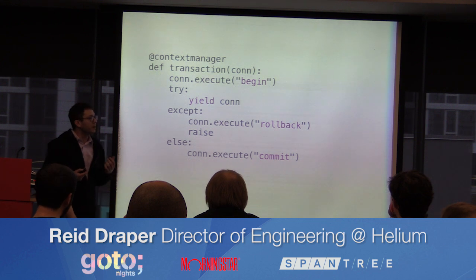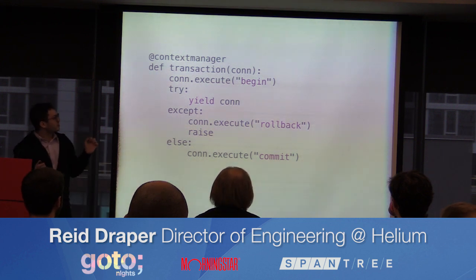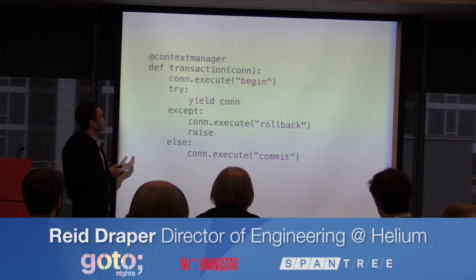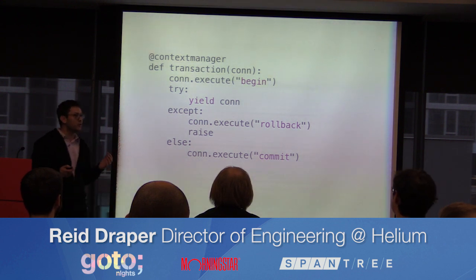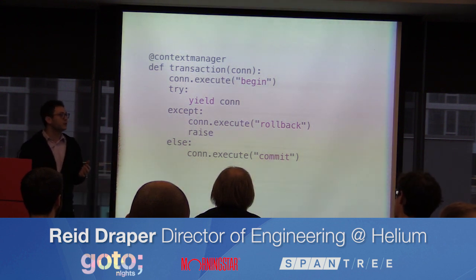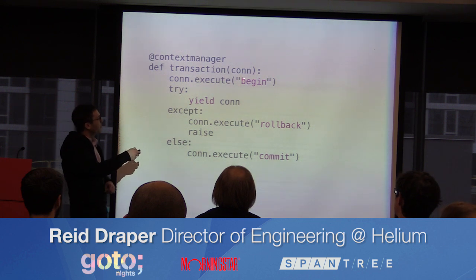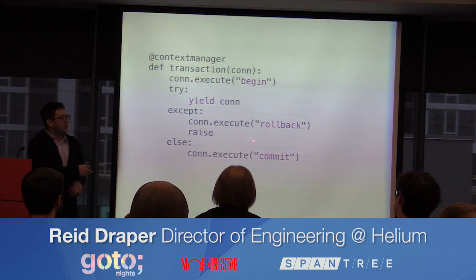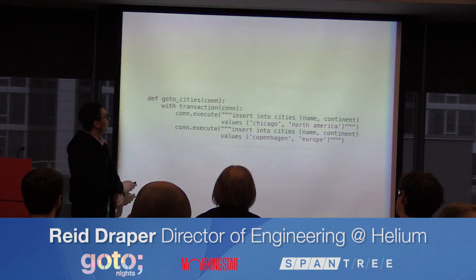And so if you're not familiar with Python, this is basically allowing you to say, I'm going to create this thing that we're going to call a with statement. We'll later be able to say with transaction. And it's going to call begin, then it's going to call whatever code you pass in. If there's an exception raised, we'll call rollback. And if not, we'll call commit. So this is pretty straightforward so far.